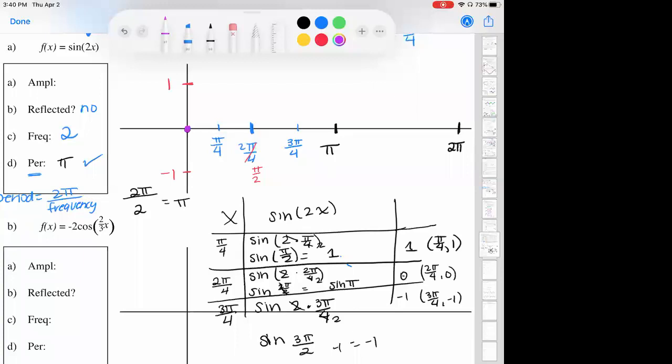At pi over 4, once we plug that in, we got 1. At 2 pi over 4, which is pi and a half, we got 0 again. And at 3 pi over 4, we got negative 1. And at pi, well, we know from here, we have these points. We know from here it's going to repeat, right? So we know we're going to go back to pi.